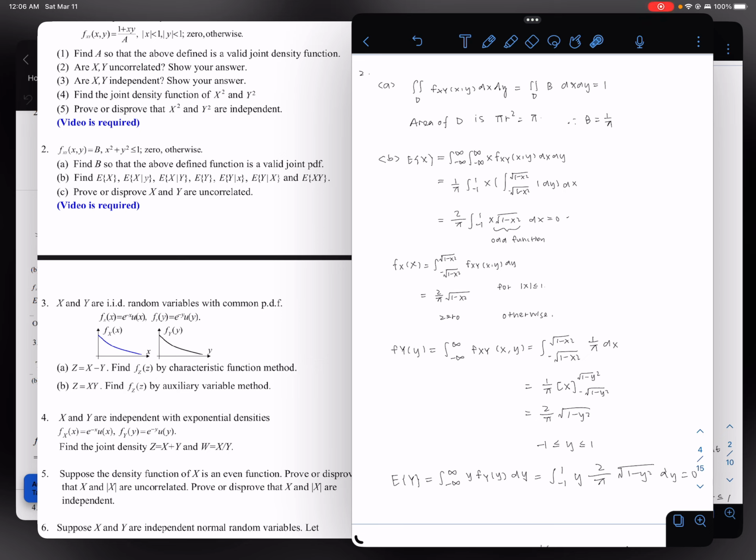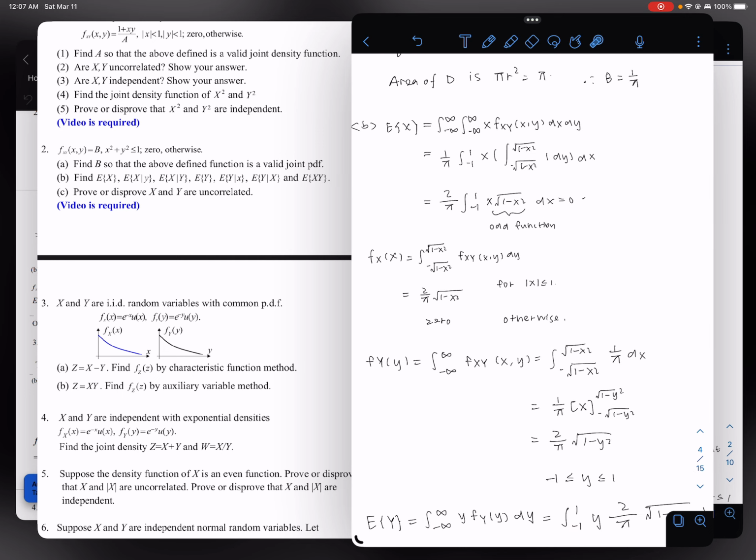Problem B, we're asked to find the expectation of x, expectation of x given random variable y, expectation of y, and so on. So first, let's look at the expectation of x. So the expectation of x is basically we move the random variable x into the integral along with the density function of x.